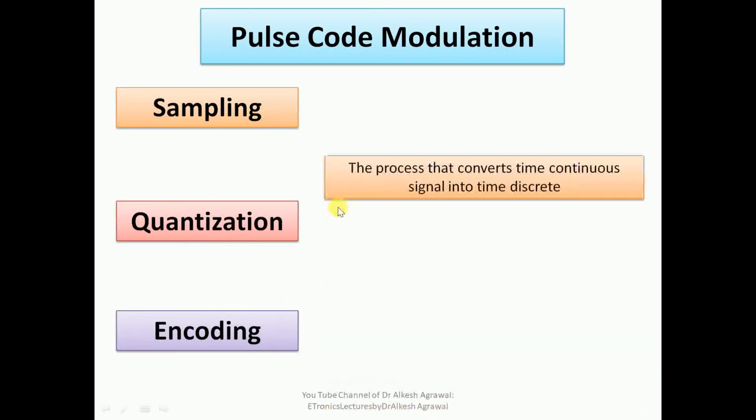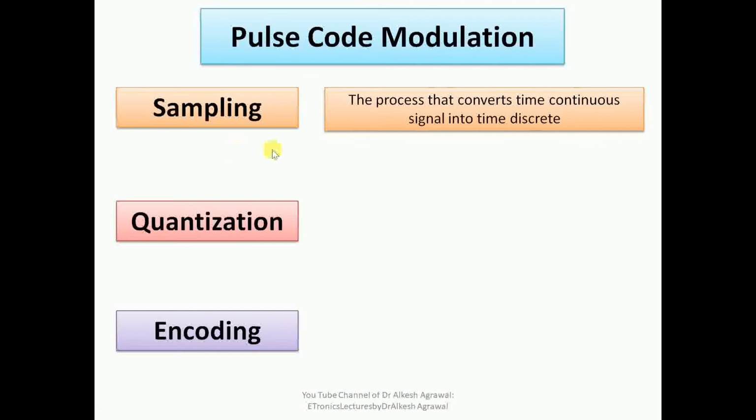What is sampling? In layman's language, sampling is a process in which we convert a time continuous signal into a time discrete one. If we have a time continuous signal, then with the help of the sampling process, we convert it into time discrete, so that the signal value is extracted at certain discrete time instances.